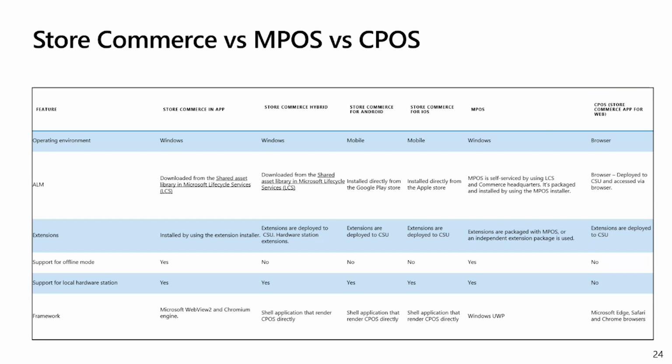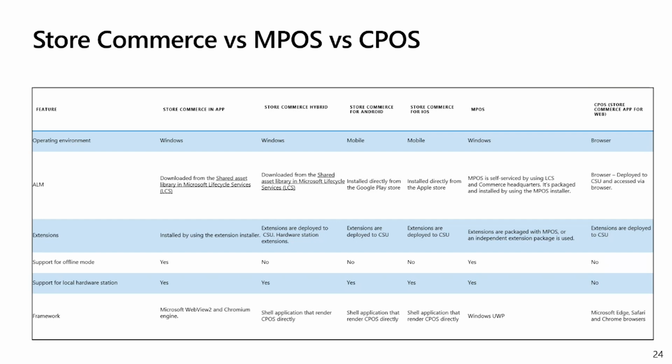The store commerce app requires Dynamics 365 Commerce, specifically the Commerce headquarters and the CSU components. Before a register can be activated on the store commerce mobile app, you must set up a device and register in the Commerce HQ. At the framework level, store commerce is a WPF Foundation shell application for Windows, and it uses the Edge WebView control to render the CPOS application.